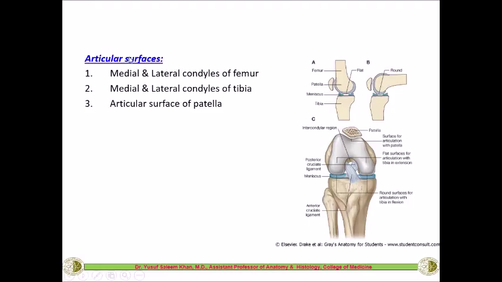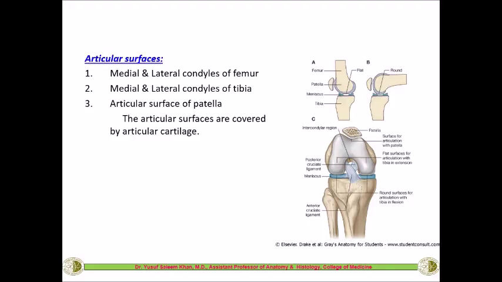Okay. So these are the articular surfaces of the three bones: the medial and lateral condyles of the femur, the medial and lateral condyles of the tibia, as well as the articular surface of the patella. These articular surfaces are covered by articular cartilage. Here, if you can see, it is shown in bluish color. This is called the articular cartilage, also called the hyaline cartilage.